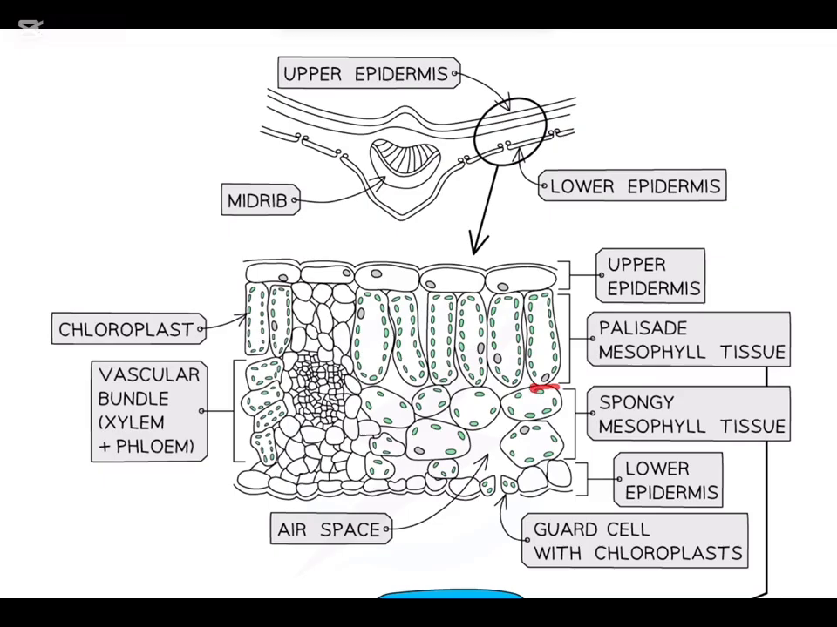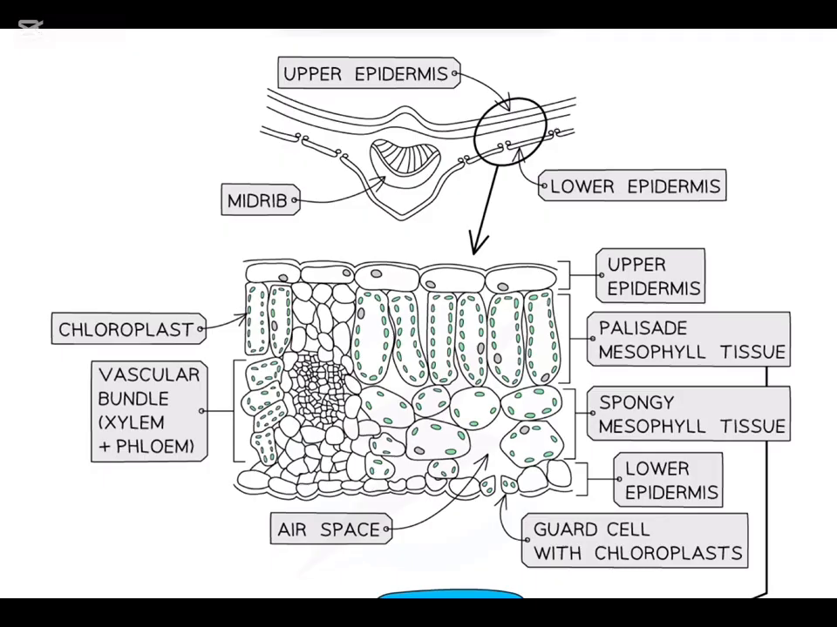Now, moving onward, here you see these cells also have chloroplasts in them. But the amount of chloroplasts in the spongy mesophyll cells is very much less as compared to the palisade mesophyll cells. Another unique thing in the spongy mesophyll cells is the presence of air spaces, and these abundant air spaces are what make them spongy.